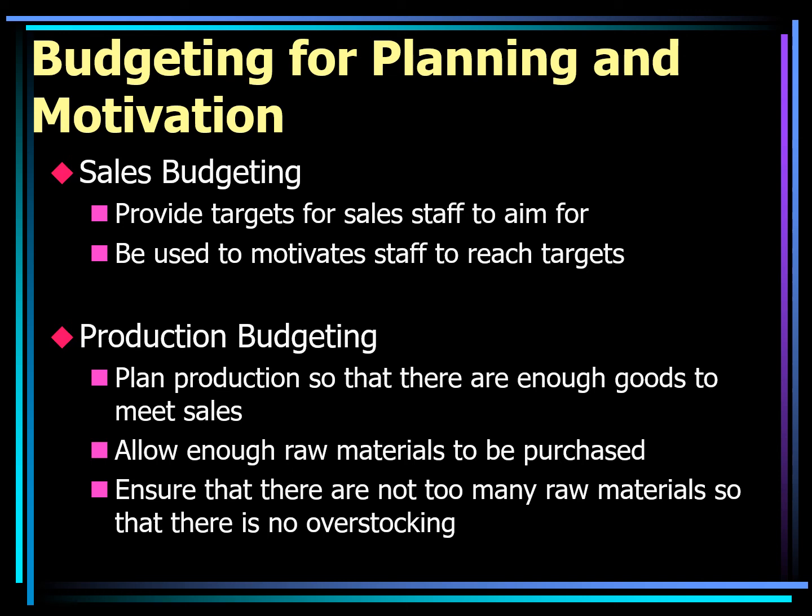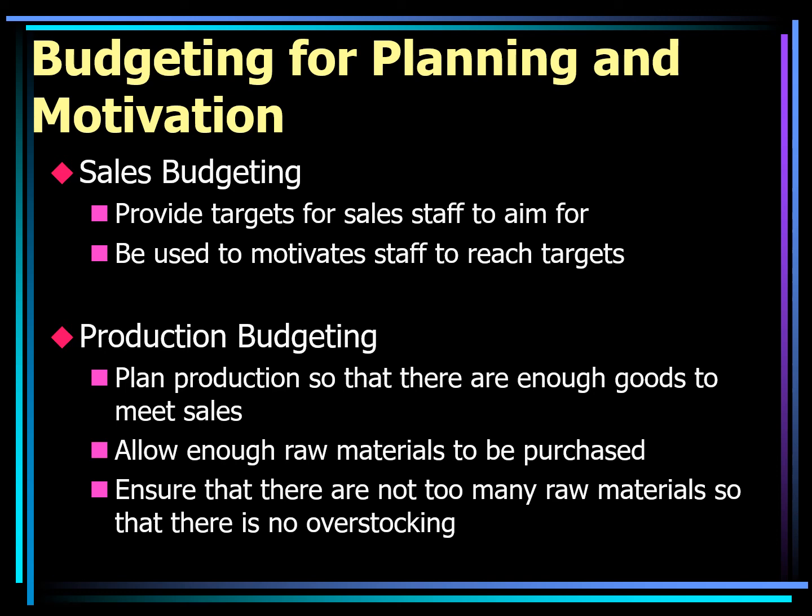Operations is also going to have to budget for planning and motivation as well. So they'll need to think of their sales budgeting. They're going to have to provide targets for sales staff to aim for. So you're going to have to say we have 500 units, we aim to have them all sold by April, for example. And they'll also need to be used to motivate staff to reach targets as well. So if they reach their target, they might get a bonus in their wages.